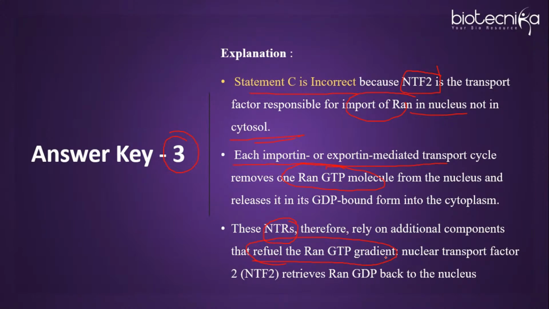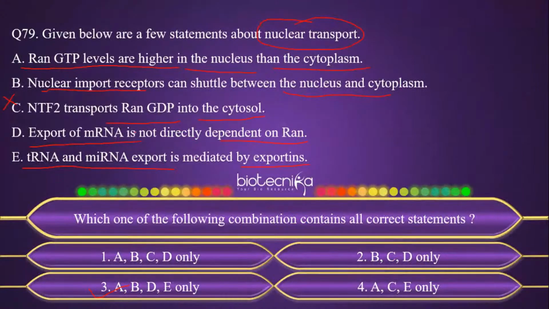What is that RAN GTP gradient? Nuclear transport factor 2. And it is your nuclear transport factor 2 that helps in retrieving the RAN GDP back to the nucleus. Right? Is it clear to everyone or do you have any doubt? So that's the reason you have got this as the incorrect statement. NTF2 transports RAN GDP into the cytosol, it says. Rather, it has to be the nucleus. Right? And I have shown you the picture.